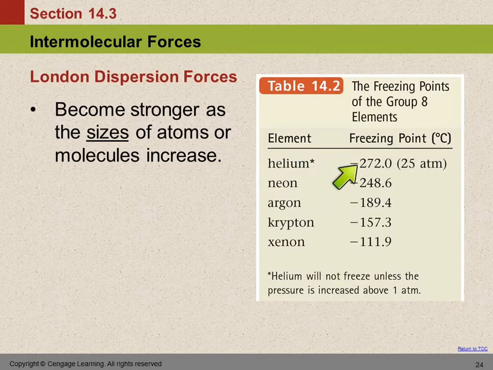Helium will freeze at minus 272 Kelvin, but only if you put 25 atmospheres of pressure on it. Neon will freeze at minus 248. Argon freezes at minus 189. The freezing point is increasing, right? That shows us that the force of attraction between these particles is becoming greater. I feel like there's something missing here in this explanation.